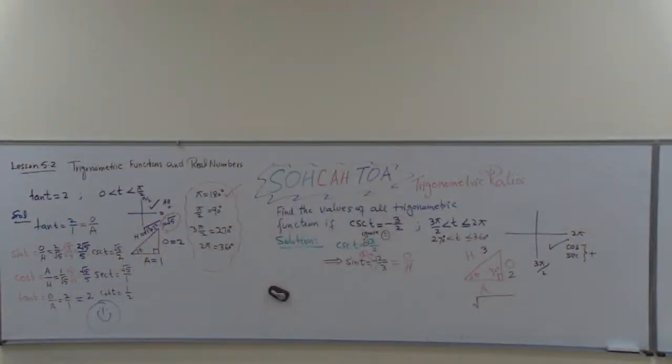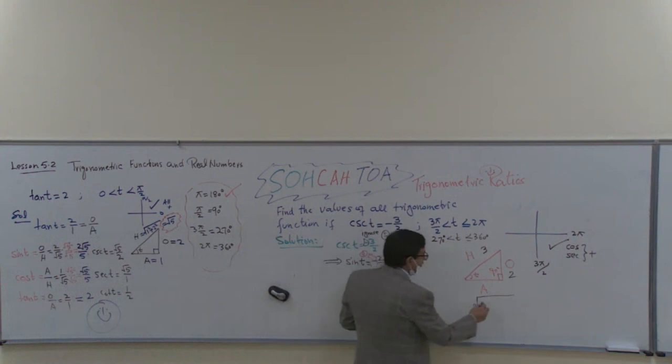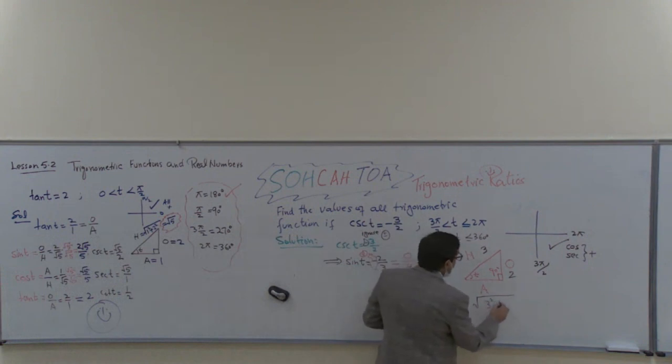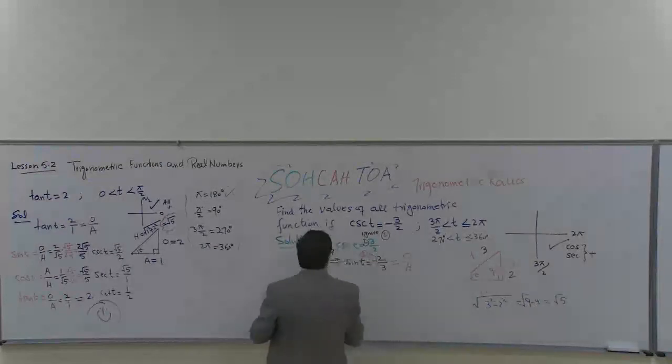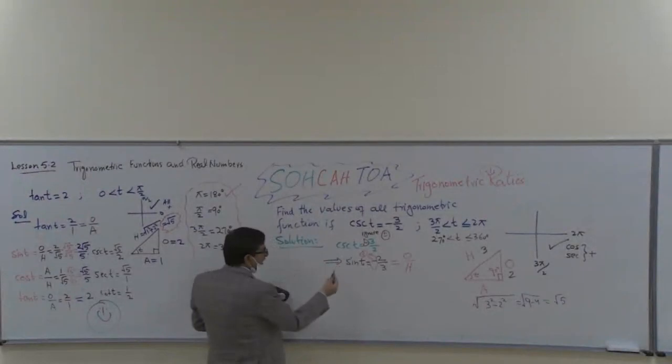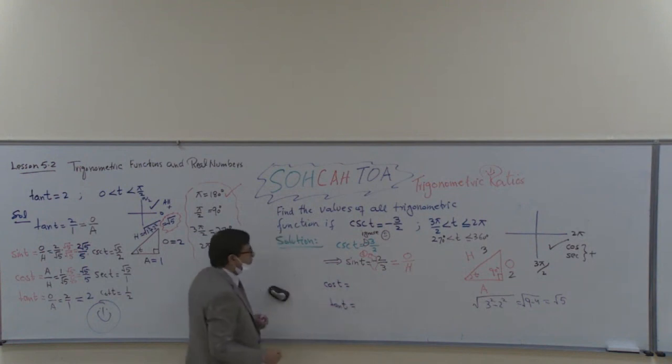Okay, calculate it. 3 squared minus 2 squared, 9 minus 4, radical 5. Sine, cosecant are already given, so I write here only the remaining ones: cosine t, tangent t.